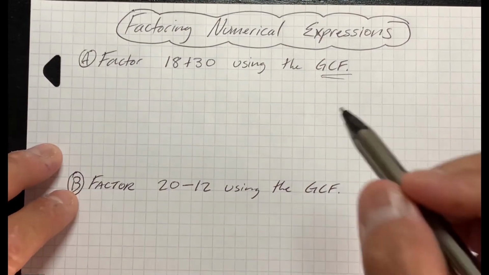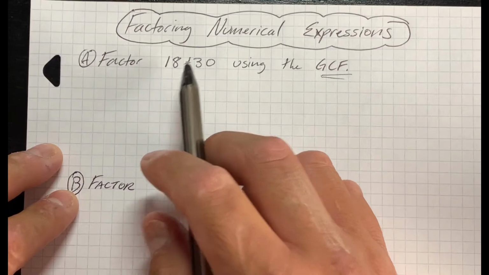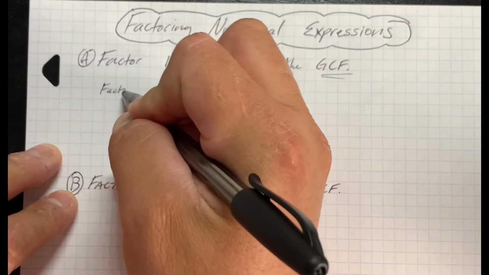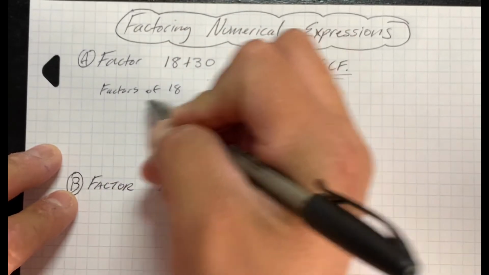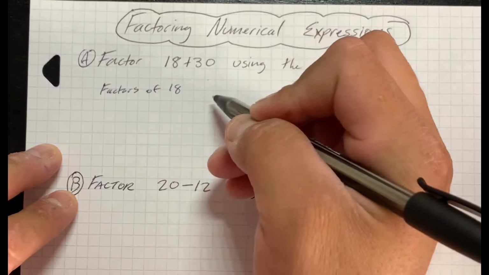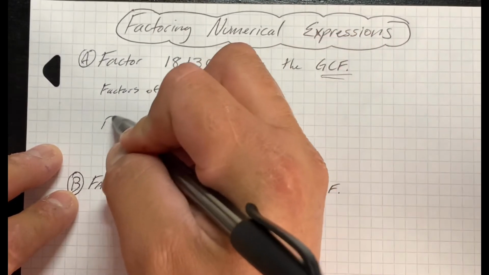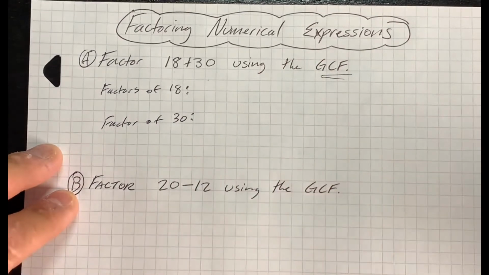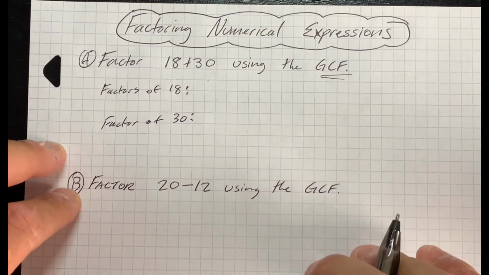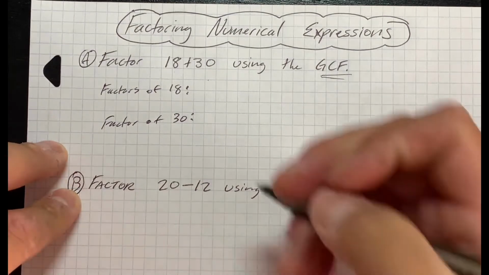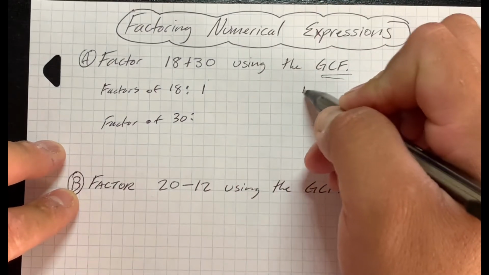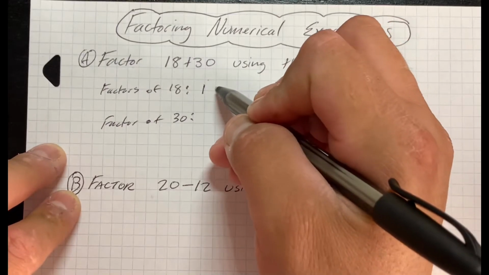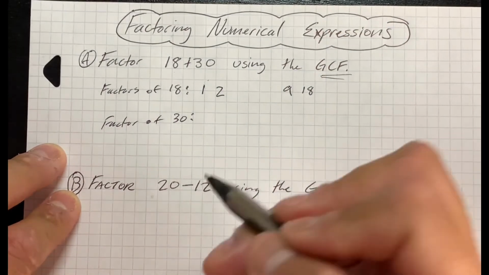So when we're finding the greatest common factor of 18 and 30, we're going to go ahead and find factors of 18, and then factors of 30. So check this out. Now keep in mind, you're looking for factors. Again, factors are what you multiply together to get another number. So if we multiply 1 times 18, that equals 18. Let's see here. 2 times 9 also equals 18.